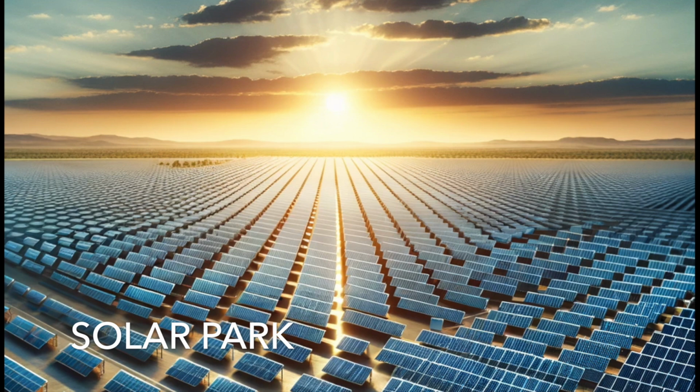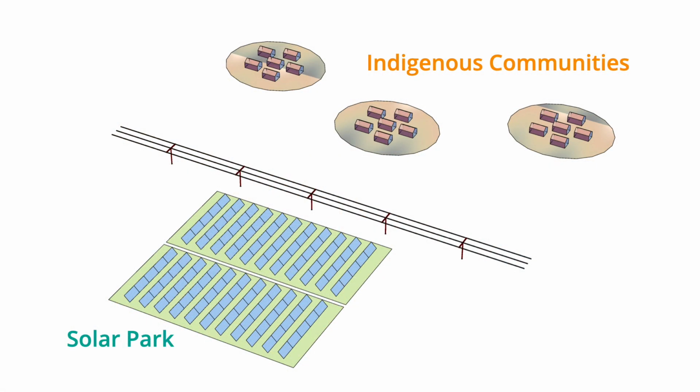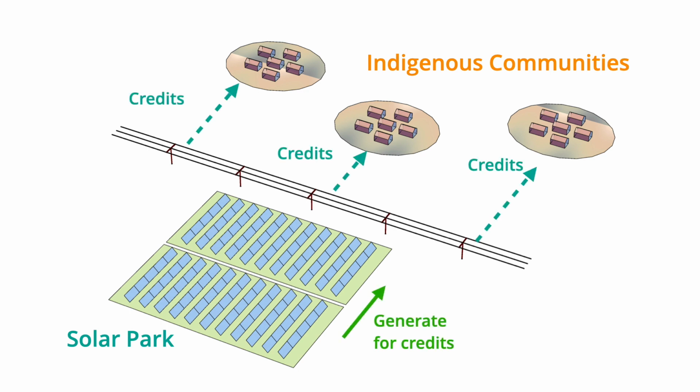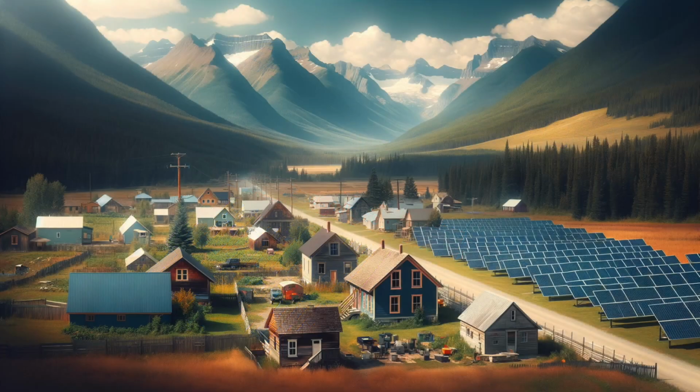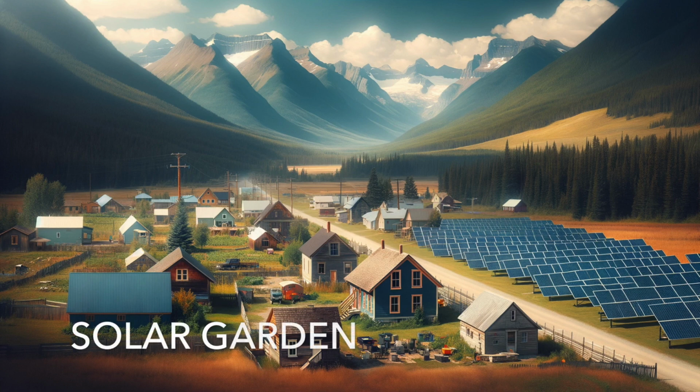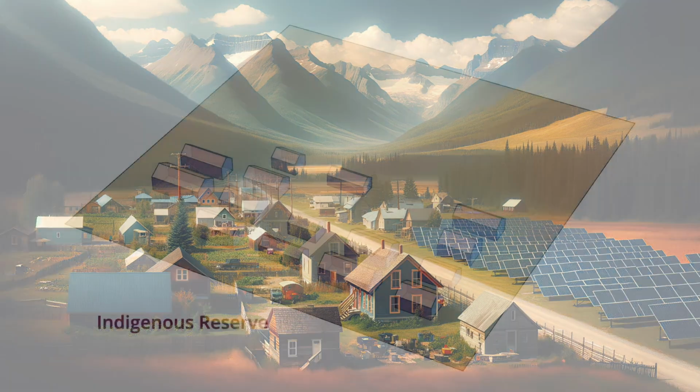The shared solar system can be a large solar park serving many communities. Connected to the grid, the solar park generates energy credits to be applied to the electricity bills of the utility customers in the communities. The system operates through virtual net metering, with the grid acting as an intermediary. But the distance between the solar park and the users may create additional transmission issues and costs. A more effective approach would be to install local solar gardens, scaled to the electricity usage of each community.